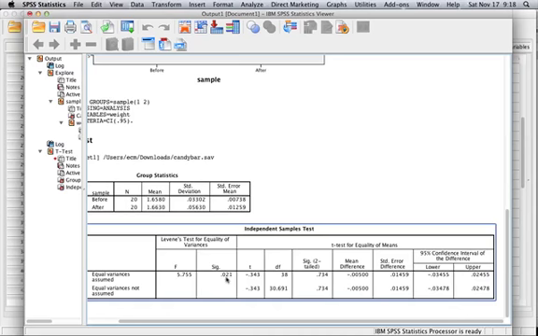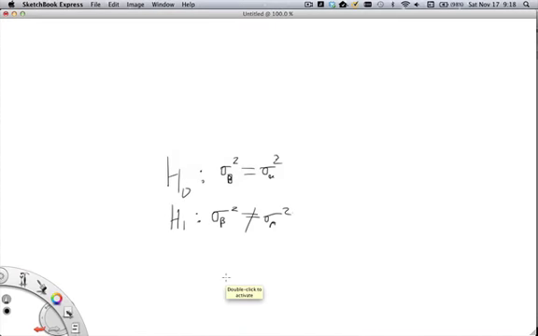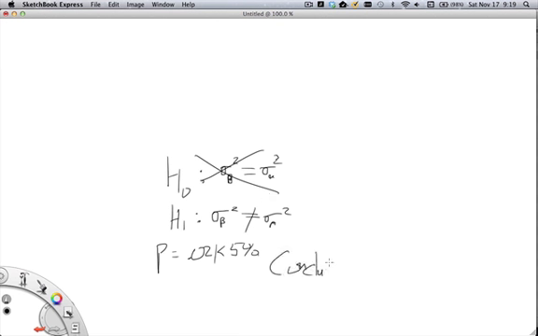Notice that the p-value is 0.021. So let's go write that down, take a few notes. So p is 0.021, which is less than 5%, so we reject H naught and conclude unequal variances.